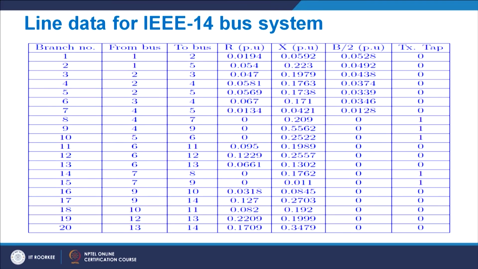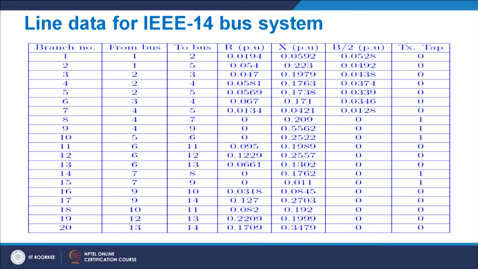So I have these lines 1 to 20, and some of them are nothing but transformers, because you see they have only X, there is no resistance and no shunt charging capacitance. So these 5 are essentially transformers, the others are lines. This can also be seen from these entries: the transformer tap is 111, and the others are 0, which means they are basically lines.